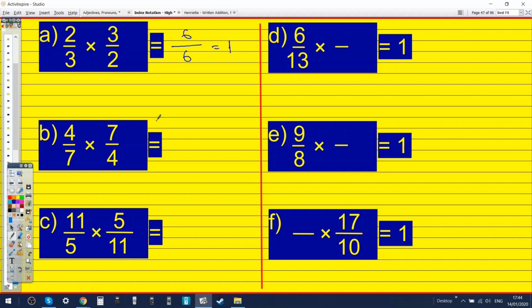The next one is 7 times 28 over 28, which is 1. Uh-huh. And then 55 over 55, which is also 1. Mm-hmm. So what's missing from these ones?